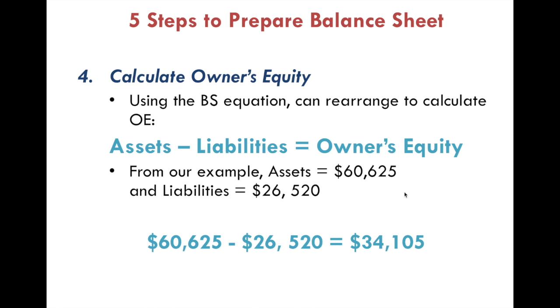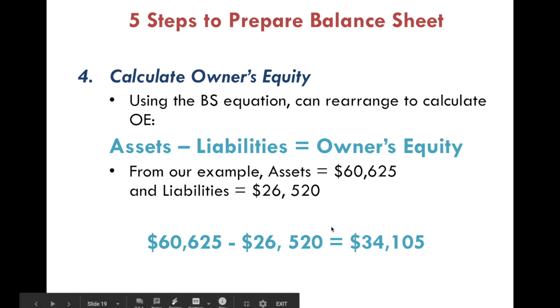So we just plug in our numbers and we get 60,625 minus 26,520 is equal to 34,105. So this is the owner's equity. This is the net worth of the company. And it's the difference between assets and liabilities.